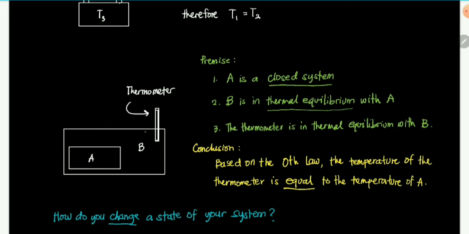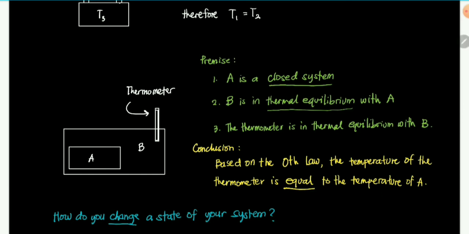Kasi, if the thermometer describes a certain temperature at thermal equilibrium, okay, and the surroundings B is at thermal equilibrium with the system, which is A, na nasa loob ng B, okay, all we need to do is put the thermometer inside para magkaroon din ng thermal equilibrium si B dun sa thermometer. So, kung ano man yung magiging temperature ng thermometer, yun na rin yung magiging temperature ni A. Okay? So, let's review the premise of this system.